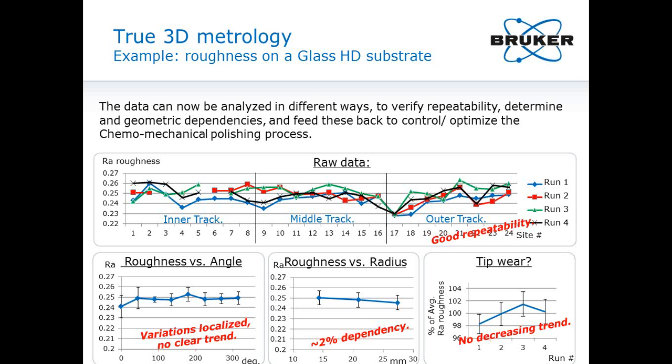There is a variation of run roughness average of less than 2%, but a decreasing trend cannot be observed. The roughness versus angle shows a local peak and a valley on the opposite side of the disk. Further investigation could be interesting here.